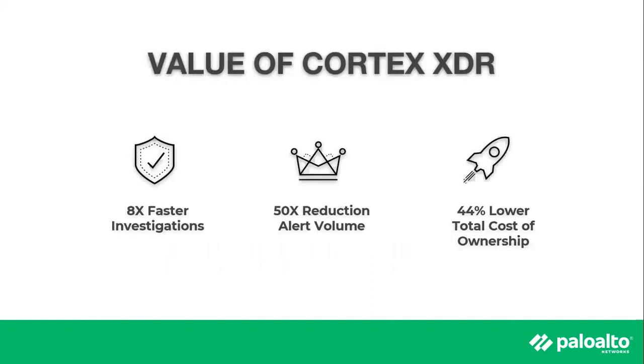The value that you're going to get from this, we normally call it 8, 50, 44. So three numbers. We talked about how you can reduce what you call MTTI, or mean time to investigation, 8 times faster. With limited resources, and because of the behavioral analytics and machine learning algorithms built into Cortex XDR, you can focus on what matters. You don't need to do manual work, trying to Google and research all these processes.